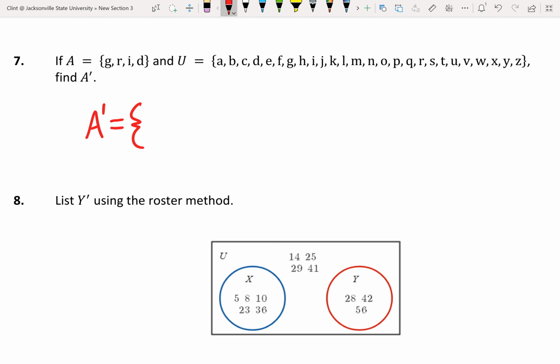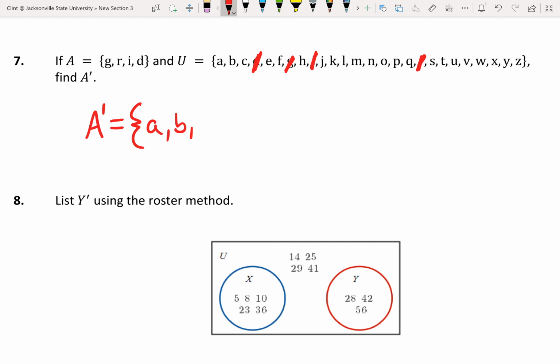Okay, we're going to have our curly bracket. So what I do on these when it gives me so many elements in the universe is I'll cross out the ones in A. So I don't want G because it was in A. I don't want R because it was in A. I don't want I because it was in A. And I don't want D. And then all the rest of those elements are going to be in A complement. So what have I got left?